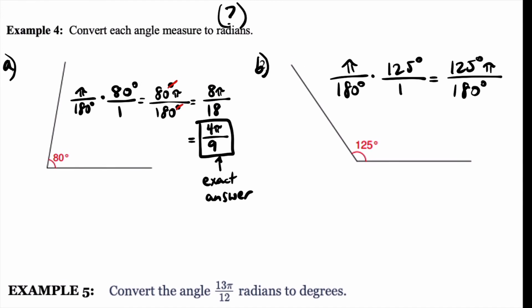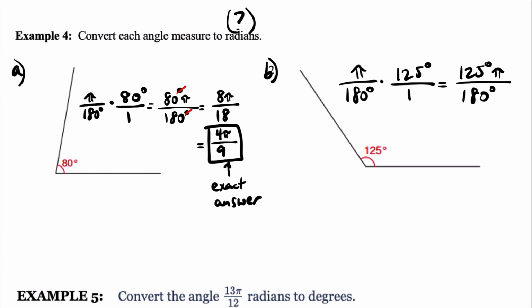So since the question mark is radians, we're going to use pi over 180 times the degrees. Multiply straight across. I have degrees on top and degrees on bottom, so the degrees go away. Then I have 125 pi over 180. I know I can divide them by 5. I think that's the biggest. So if I divide 5 into 125, I get 25 pi.